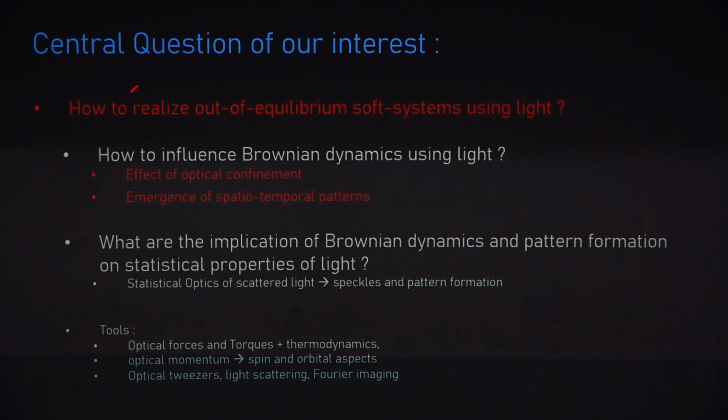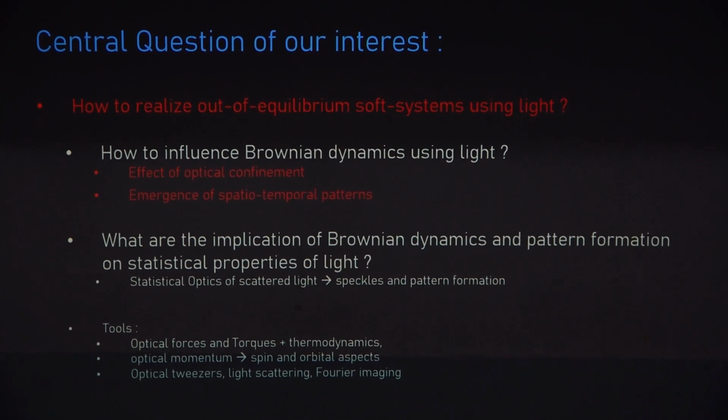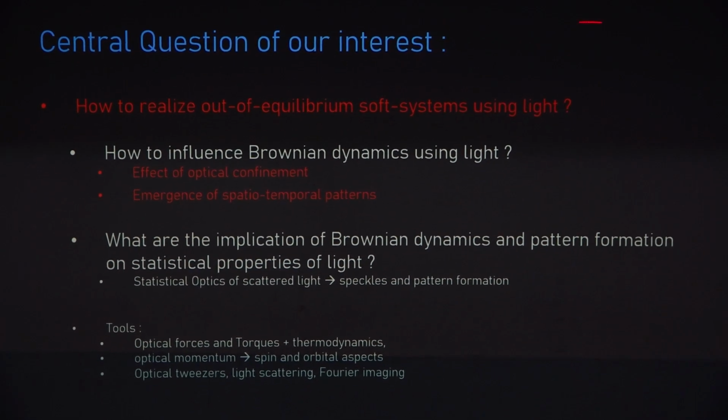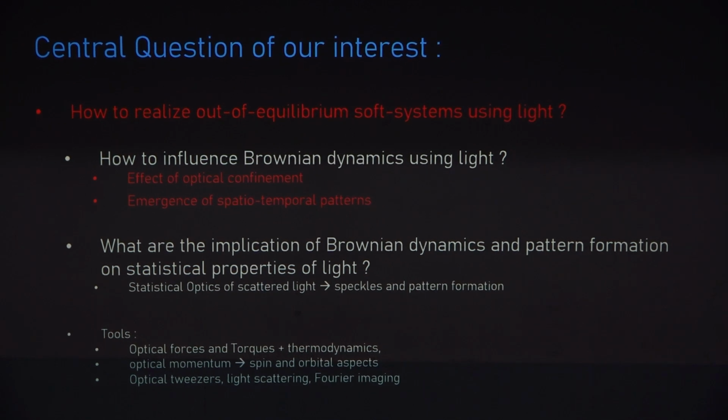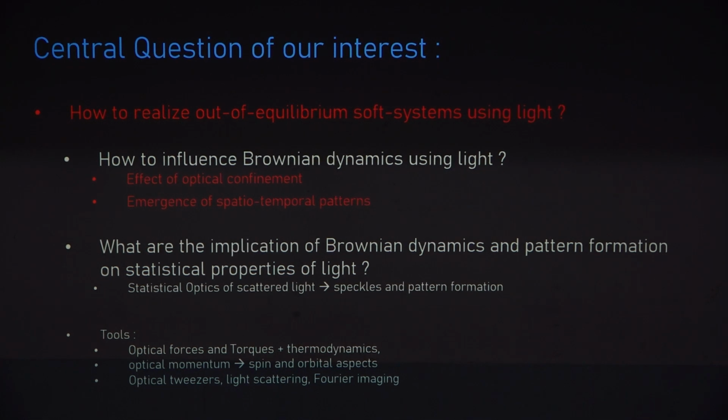The central aspect is to realize out of equilibrium soft systems using light. So what do you mean by out of equilibrium? It is essentially looking at soft materials or soft matter systems, which have been taken out of thermodynamic equilibrium. And the pathway through which you take this soft matter system out of equilibrium is using light. In addition to using light to take it out of equilibrium, you can also probe the system using light. That is the second part, where you can utilize the light which is now emerging out of this out-of-equilibrium system and understand this interaction in some way.